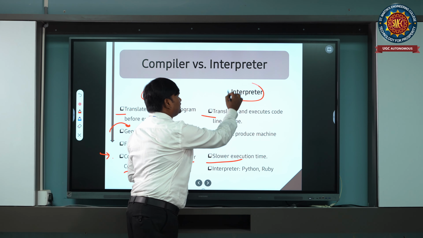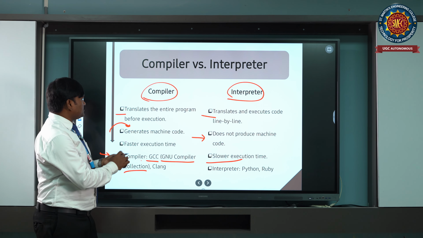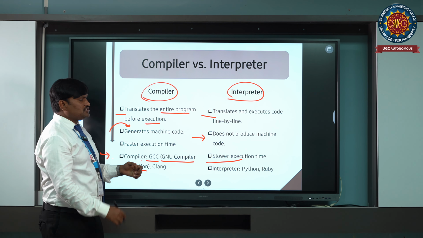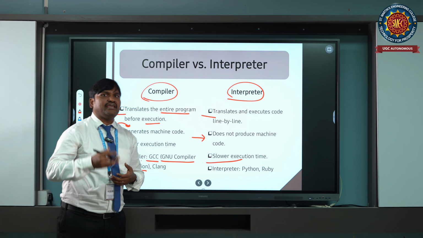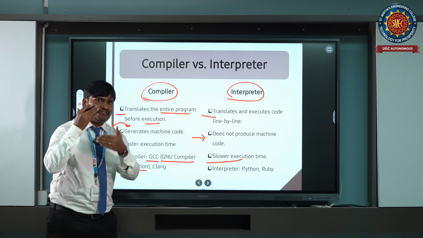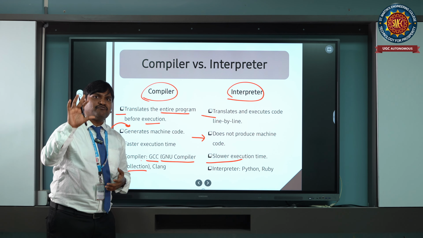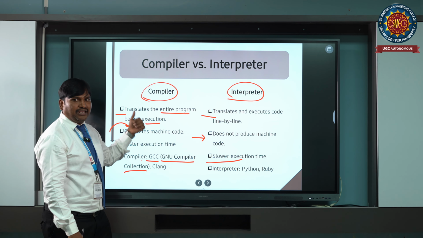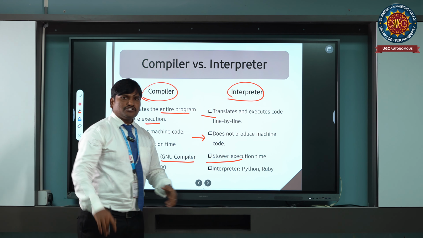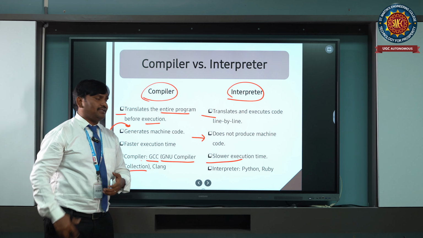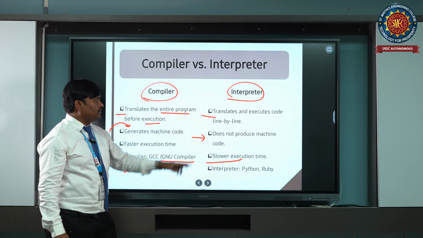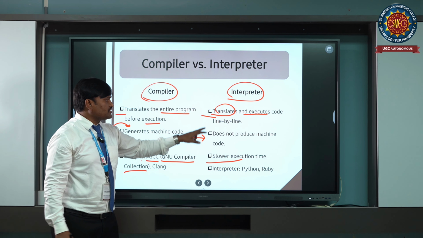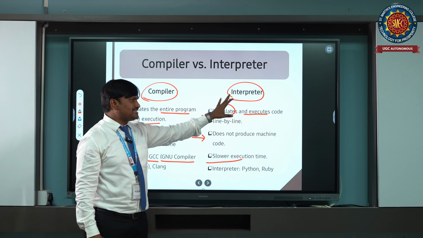Now let us see once again the small definition of the differences between the compiler and the interpreter. The compiler translates the entire program at once. Whatever the program, if we have for example 50 lines of code, those 50 lines of code will be executed at a time only. That is the compiler. When you go for the interpreter, it translates and executes each and every statement line by line only. So that is the interpreter.